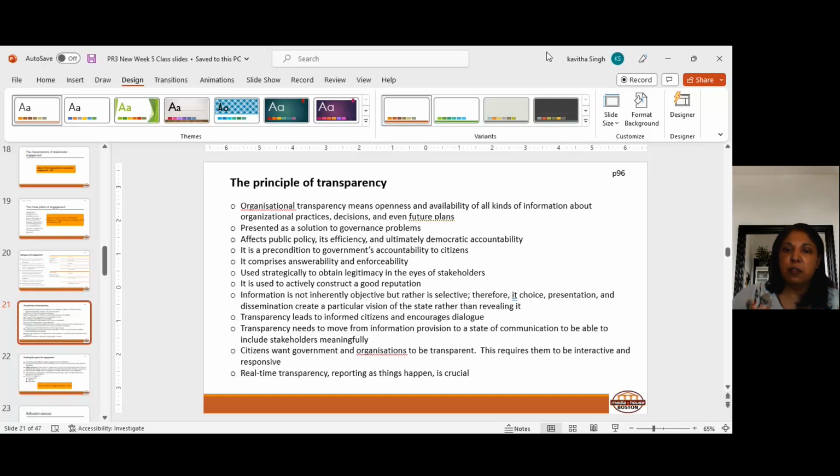So in terms of the principle of transparency, it is very crucial when we are doing stakeholder engagement. Even the investors in a company want honesty and openness in terms of how the company is performing, because they have a vested interest in the organization.